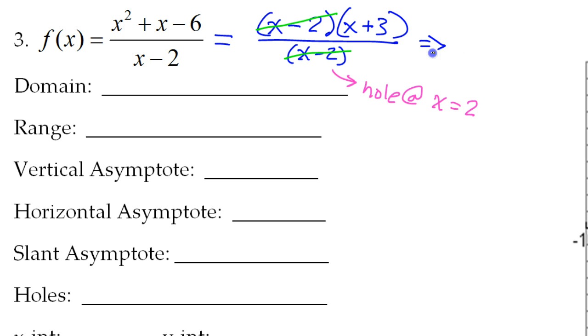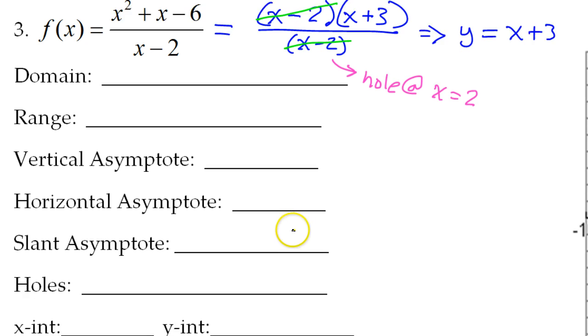all we have left is this x plus 3. Think of it as y equals x plus 3, f of x equals x plus 3. This is a diagonal line. It's like y equals mx plus b. So that's what we're dealing with. But you still can't divide by 0 even if it cancels out. So x cannot be 2. So anyway, there will be a hole at an x value of 2.